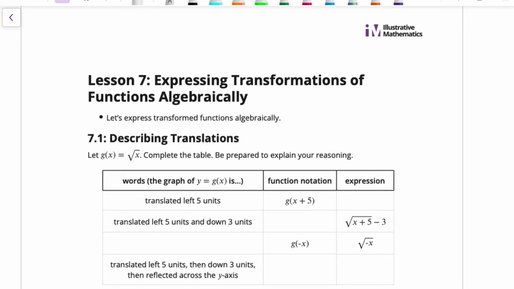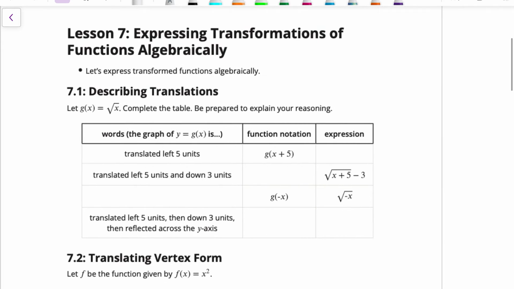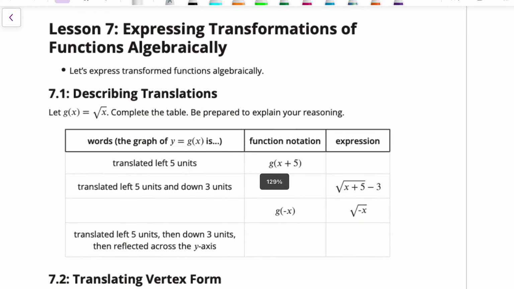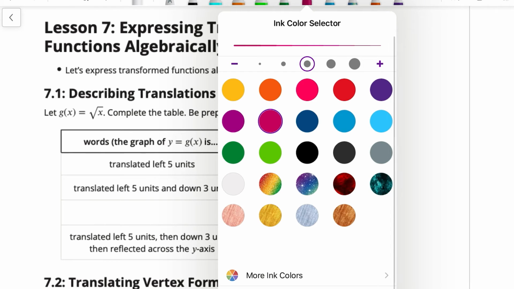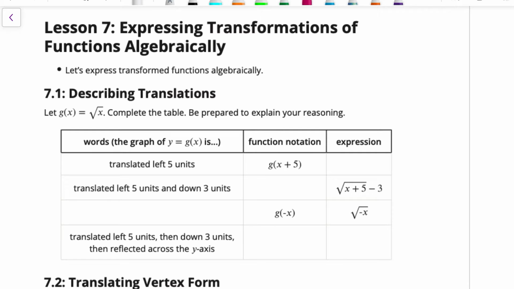Let's take a look at Unit 5, Transformations of Functions, Lesson 7, Expressing Transformations of Functions Algebraically. All right, so in 7.1, we are describing translations, and we're letting g of x equal the square root of x. So we're going to complete the table and explain our reasoning.